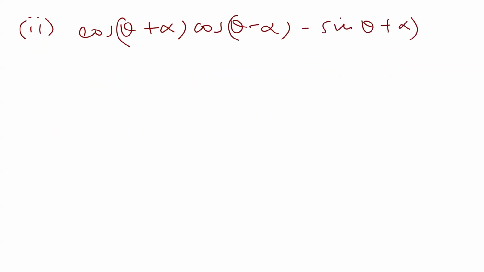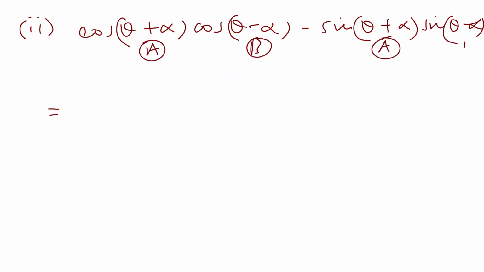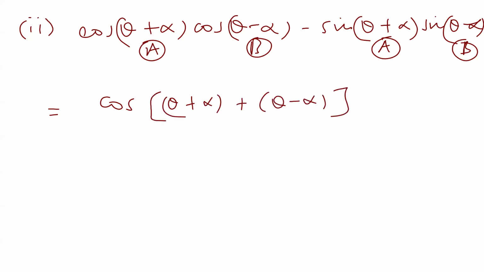Second, cos theta plus alpha, cos theta minus alpha, sin theta plus alpha, sin theta minus alpha. So this is A, this is B, this is A, and this is B. So cos A cos B minus sin A sin B is cos A plus B, if you remember the formula. Alpha alpha will get cancelled, so this will be cos 2 theta.